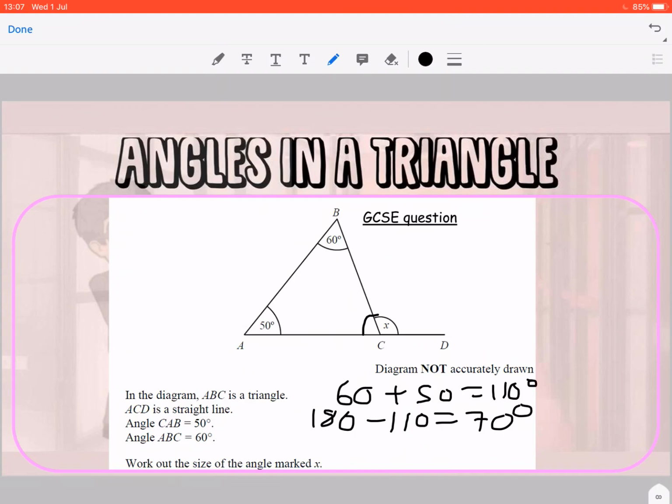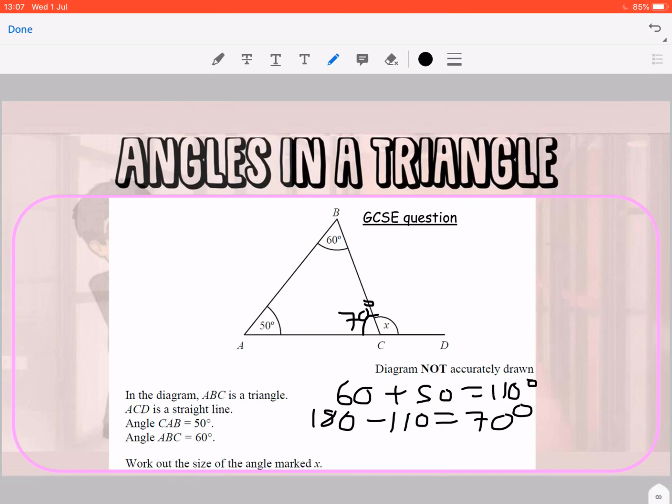That's 70 because angles in a triangle add up to 180 degrees. You take it away to get 70. Okay, cool. Now, I know that's 70 degrees. Now, this is a rule you may not know, but once you get to GCSE, you've got to use all the angle rules at once.